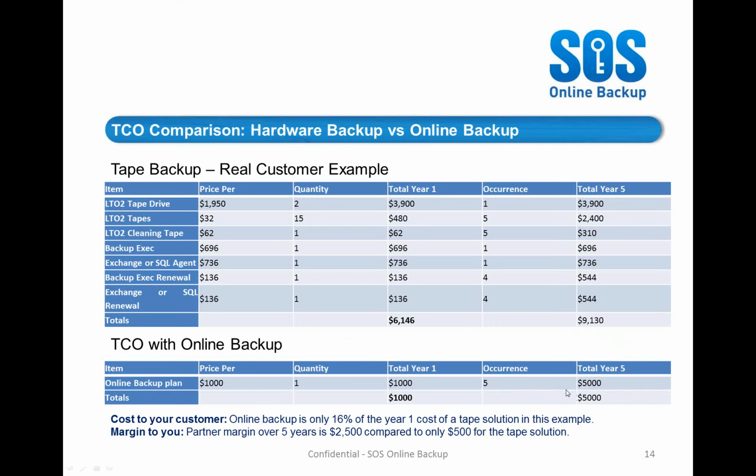In terms of margin to you, the reseller of this technology, this actually came from a real live partner of ours, and the margin on this tape backup solution that was sold was only $500 once off. It's a capital purchase by the customer, whereas the margin to the partner with the online backup sale was $2,500. So from an economic standpoint, online backup is a far superior solution with a much lower cost for the end user of the technology. And for the reseller involved in the supply chain, it's a technology that has a far richer margin to you, the reseller, than more traditional backup technology does.